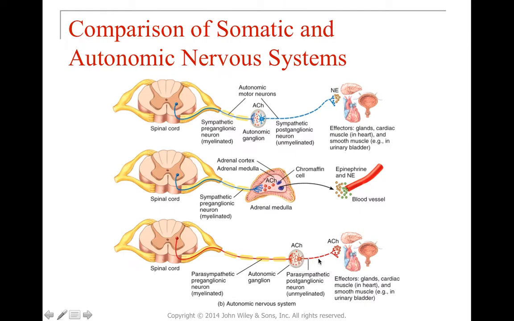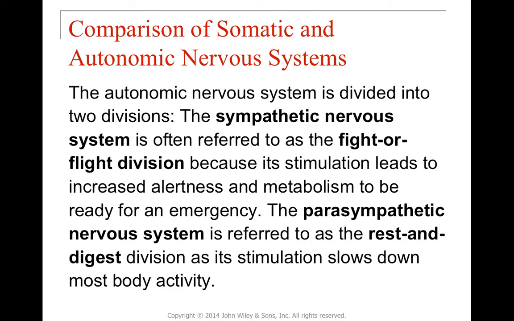And then in the parasympathetic pathway, we're going to continue in a parasympathetic postganglionic neuron, which is then going to release acetylcholine, and it can have an effect on things like the glands, the cardiac muscle, and the smooth muscle. So you can see it's going to be the same effectors, but it's a different neurotransmitter, right? The sympathetic pathways can release norepinephrine or epinephrine, and acetylcholine is the only thing that our parasympathetic pathways are going to be releasing. All right.